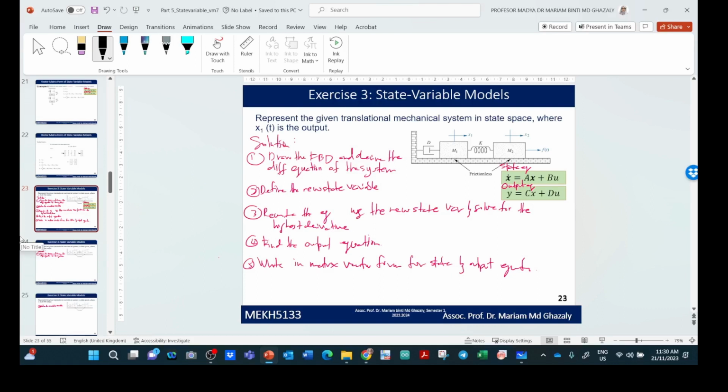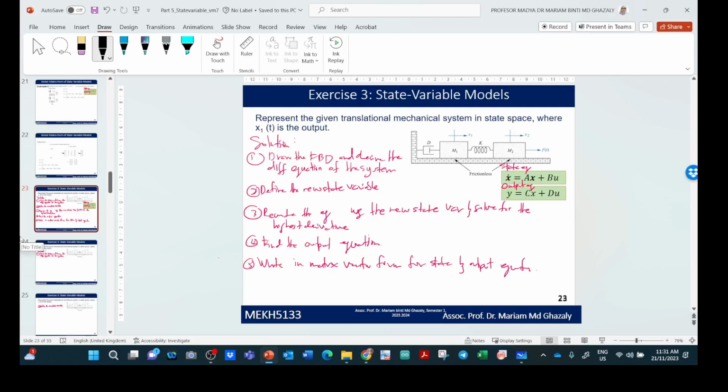Okay, tengok macam mana. Okay, so state variable. First is that like always what we did just now for one mass system. You need to come up with the free body diagram and derive the equation of the system. Assuming here that it is frictionless, so tak ada T lah, B tak ada. You cuma ada K sana dengan D sana. D is B lah, basically.